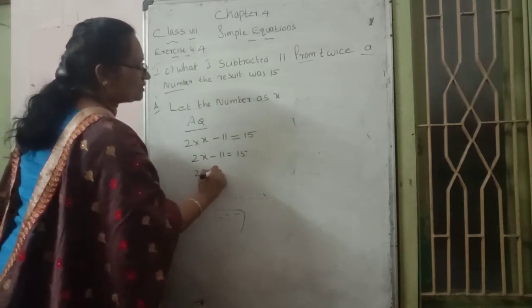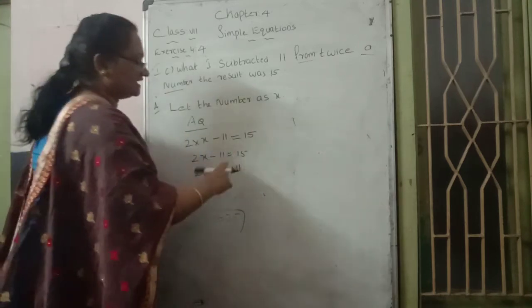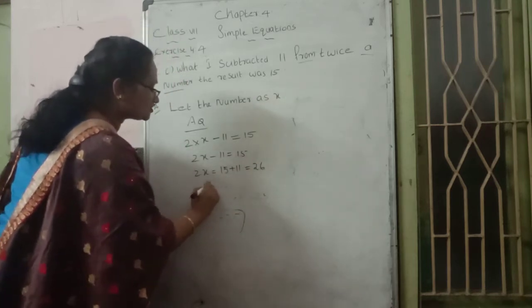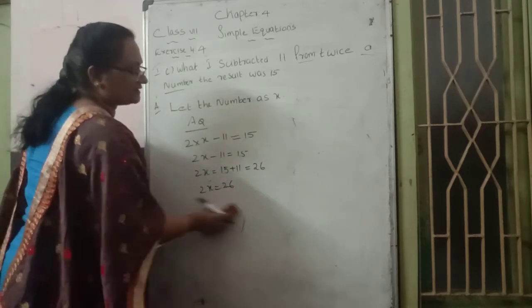Minus 11 sent to the opposite side becomes plus 11. Okay, then add 11 plus 15. 15 plus 11 comes to be how much? 26. So 2x value becomes how much? 26 is the 2x value.